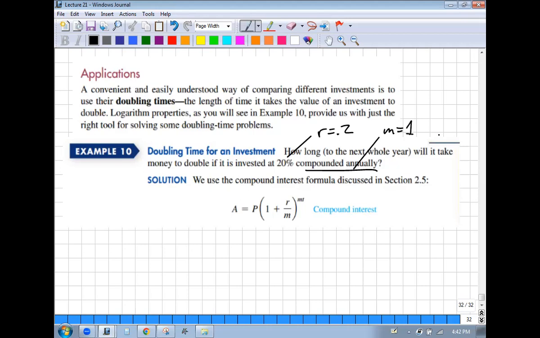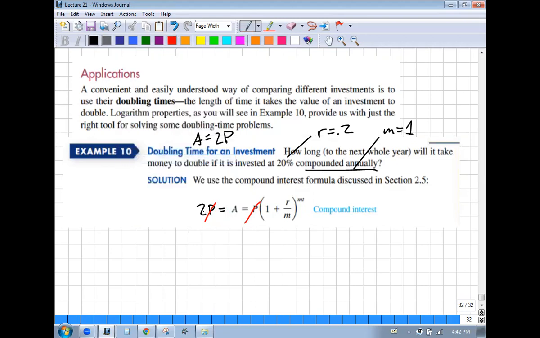All right. So what we're looking for is, if we want our money to double, we want our amount to be twice our principal, right? So if we replace A with twice our principal, notice that in this equation, you can divide both sides by P. That's why the principal doesn't matter, okay? It doesn't matter what the principal is, it falls right out of the equation.